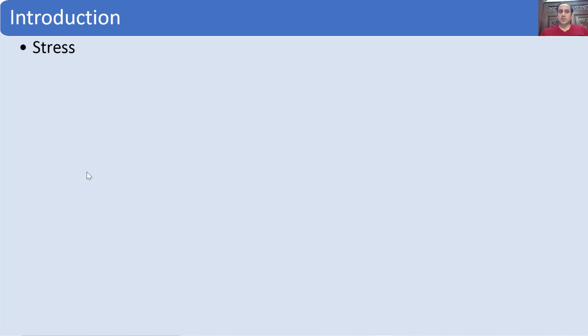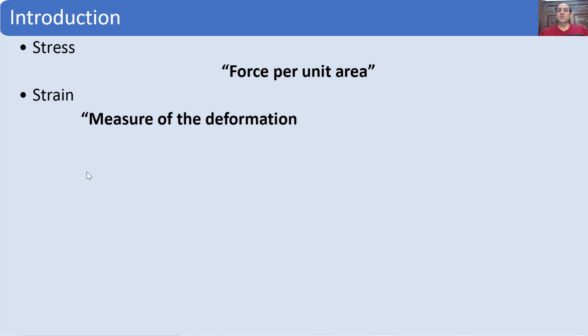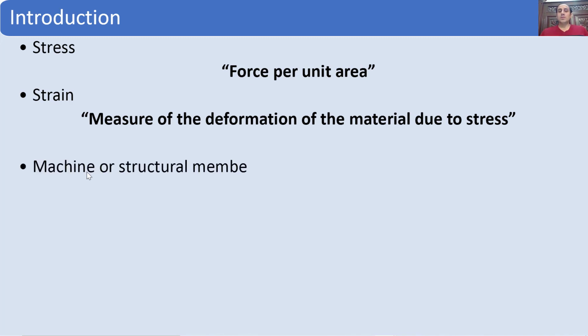So what is stress? Stress is basically the force per unit area, right? Force applied per unit area. And what about strain? Strain is a measure of the deformation of material due to the stress. So if you apply a stress on a particular material, what will happen? The material will deform.